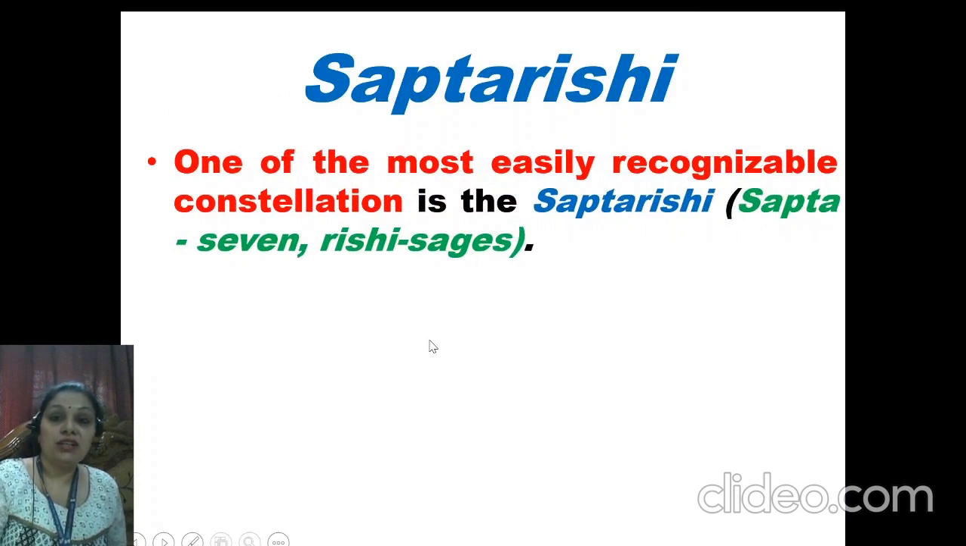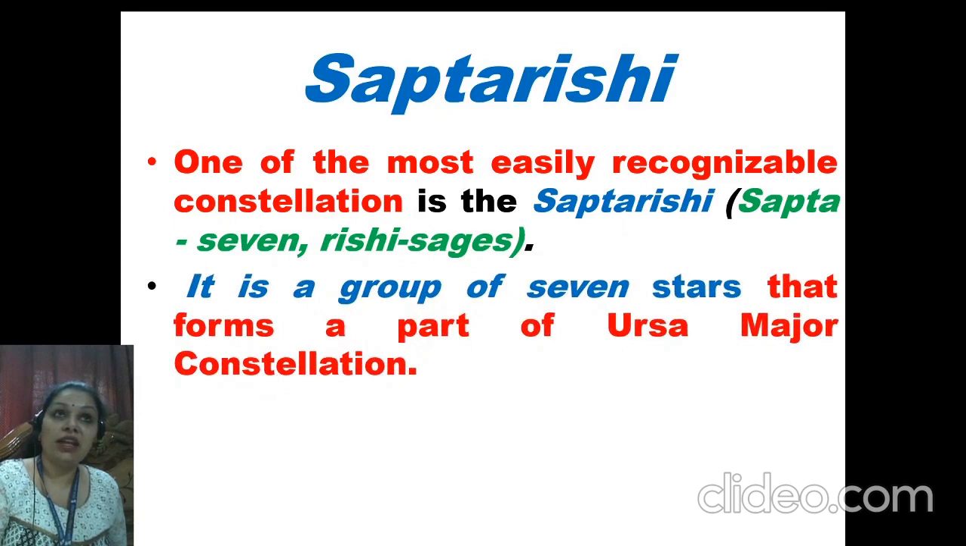Saptarishi is also a constellation. This is one of the most easily recognizable constellations. Sapt means seven and Rishi means sages. This Saptarishi constellation is also seen in the night. This is a group of stars.